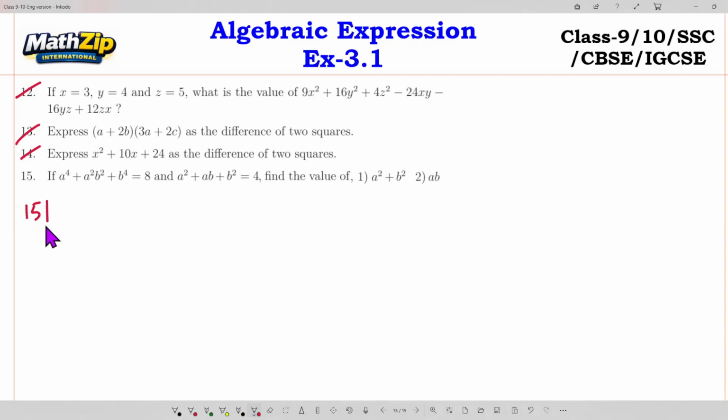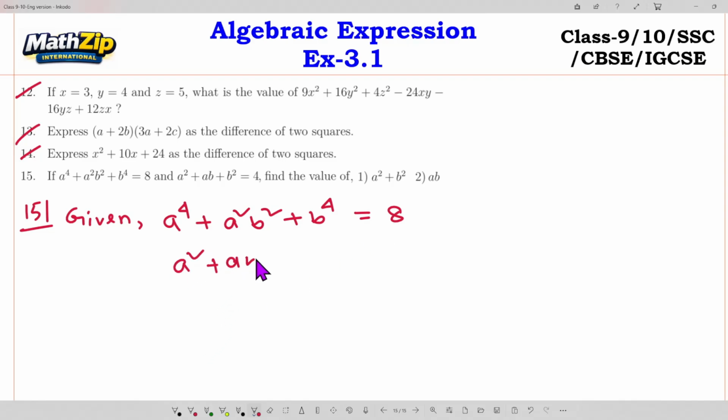Number 15, and it's the last math of this chapter. Here it is given: a to the power 4 plus a squared b squared plus b to the power 4 equals 8, and a squared plus ab plus b squared equals 4. So first, number 1 we have to find out.